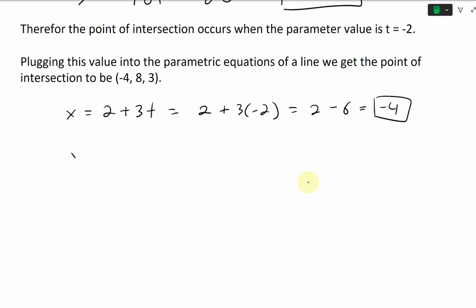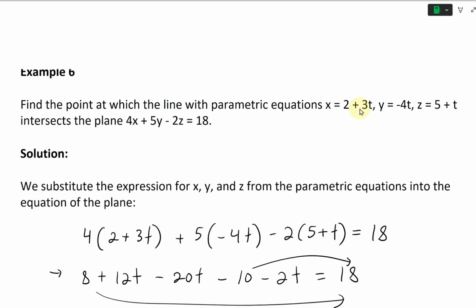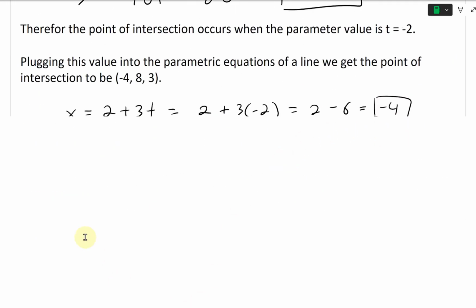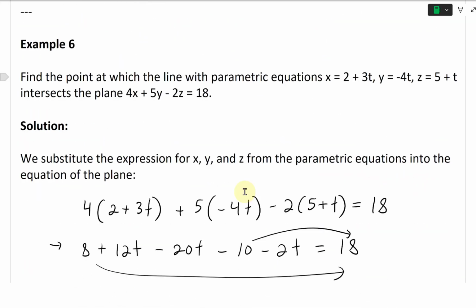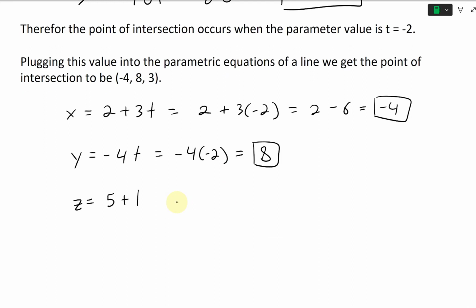So the next one is going to be y. y is just equal to negative 4t. So y equals negative 4 times negative 2, which equals positive 8. So that is correct. That's an 8 right there. Now the next one is z. z is equal to 5 plus t. So that equals 5 minus 2, which equals 3. And that's 3. So those are the coordinates of the point.